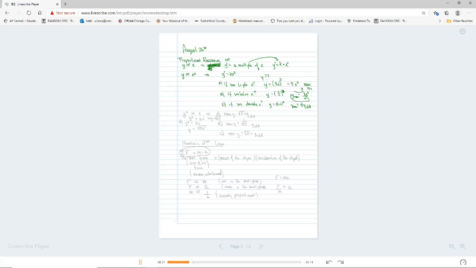So, what happens if we have this? Y squared is proportional to x. Let's answer those same 3 questions. What will the new y be? Compared to what it was before, what's the new one doing?